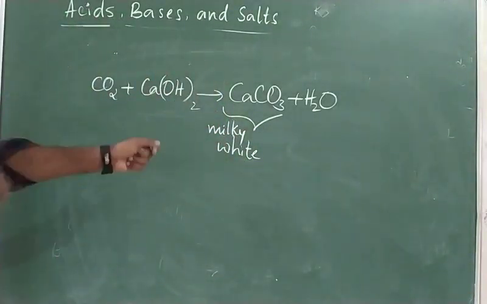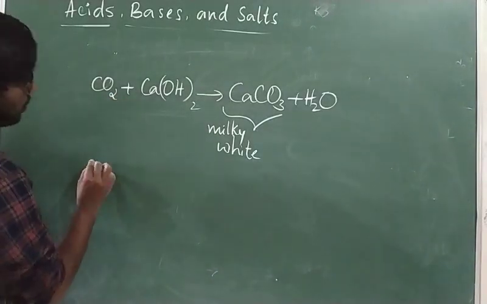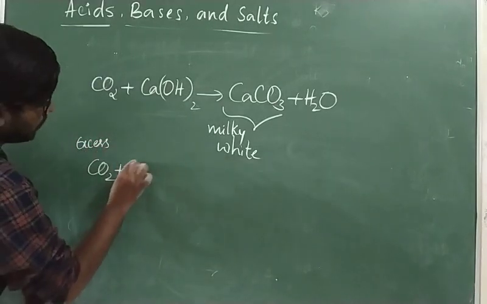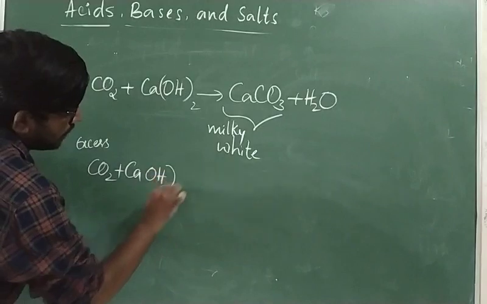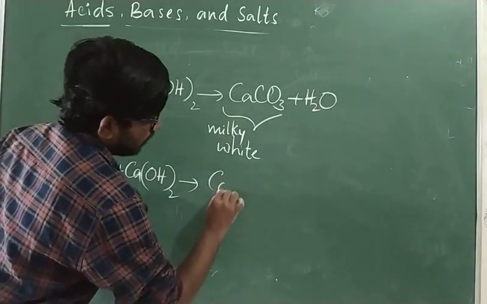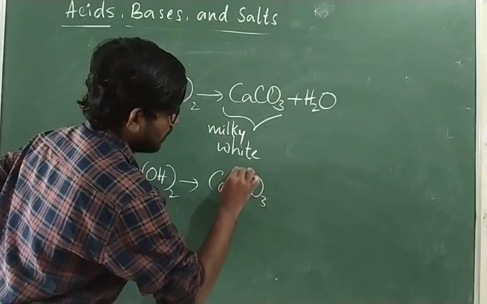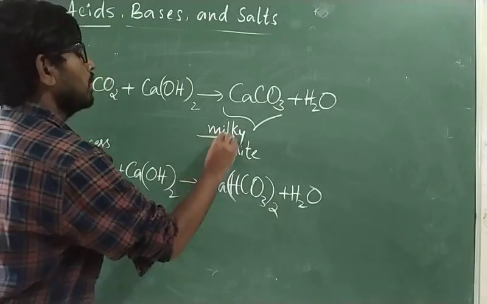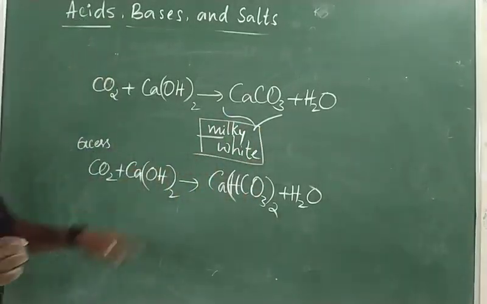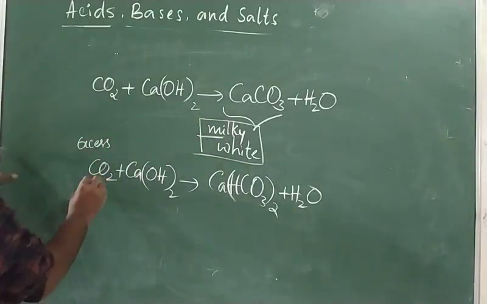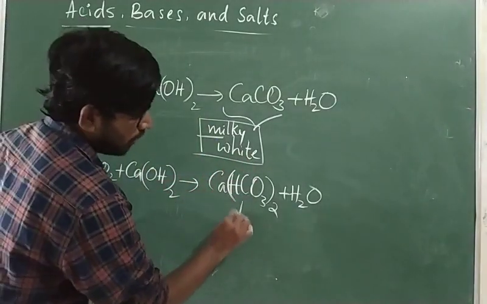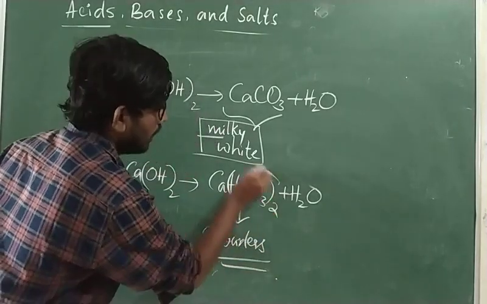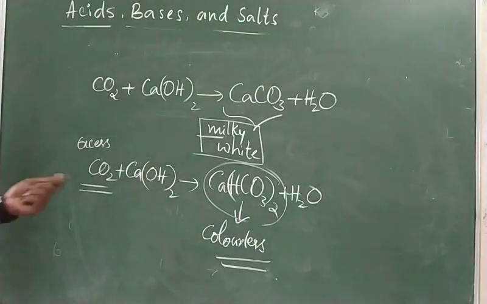If we do the same thing with an excess amount of CO2 and calcium hydroxide, we get calcium bicarbonate plus water. At first, the solution turns milky white. When you continue passing excess carbon dioxide, it turns colorless again. Colorless indicates calcium bicarbonate. This is going to happen.